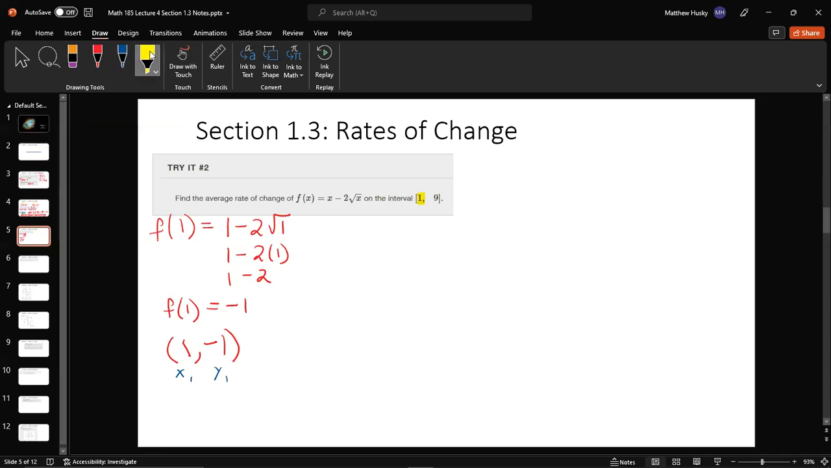So then we're going to do that all over again. This time we're going to use 9 because that's the number they want us to end with for this interval. So f of 9, that's going to be 1 minus 2 times the square root of 9. The square root of 9 happens to be the number 3. 2 times 3 is 6. 1 minus 6 is negative 5.